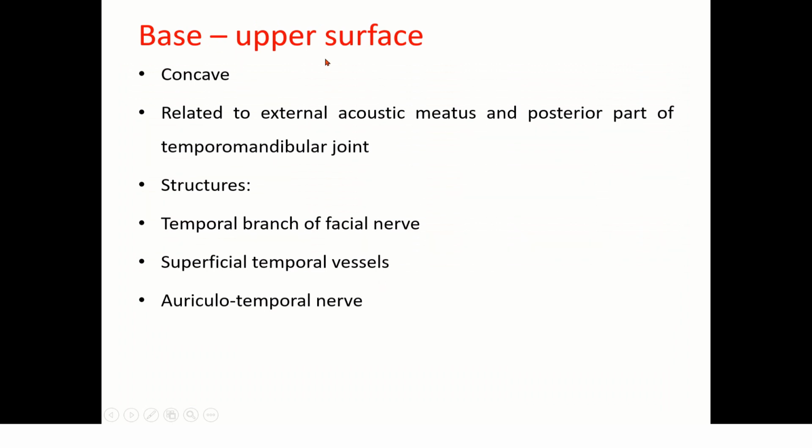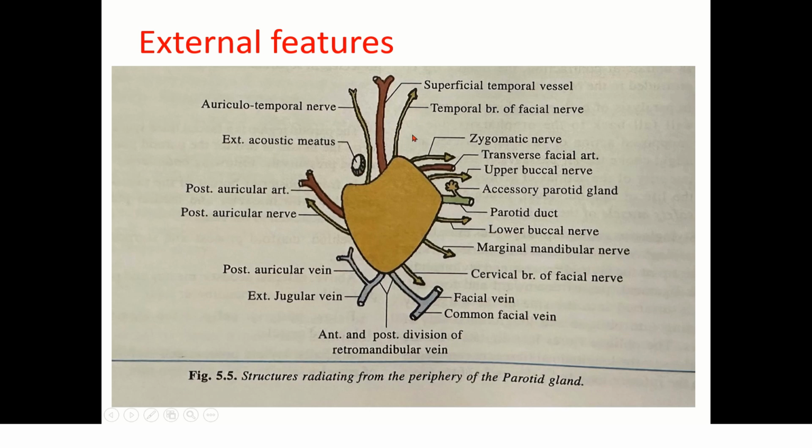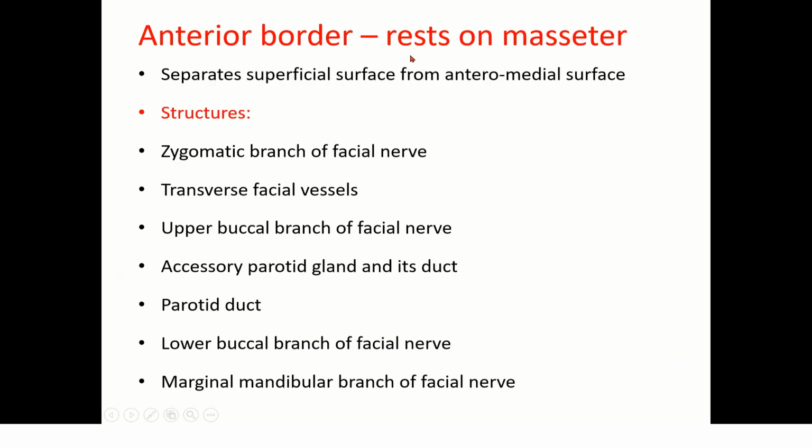Base, otherwise called the upper surface, is concave, related to external acoustic meatus and posterior part of the temporomandibular joint. Structures related are the temporal branch of the facial nerve, superficial temporal vessels and auriculotemporal nerve respectively, from anterior to posterior. As you see here, this is the temporal branch of the facial nerve, this is the superficial temporal vessels and this is the auriculotemporal nerve. This is the base.